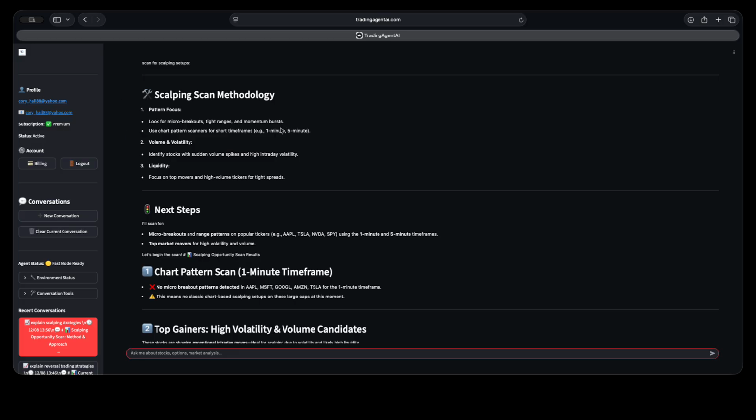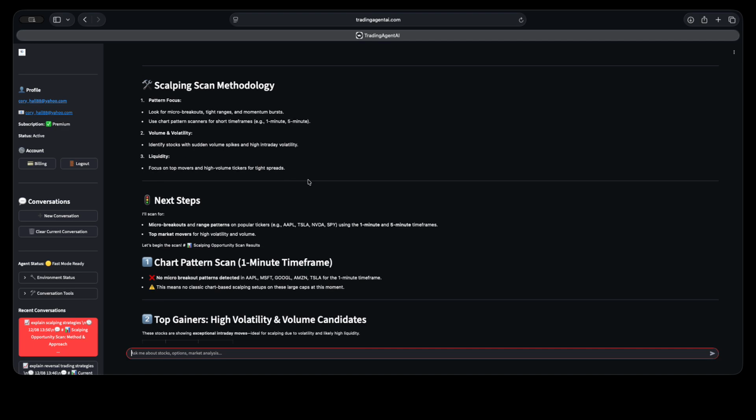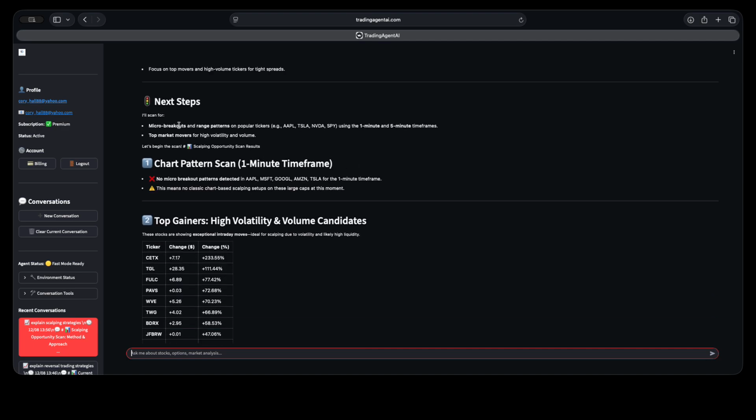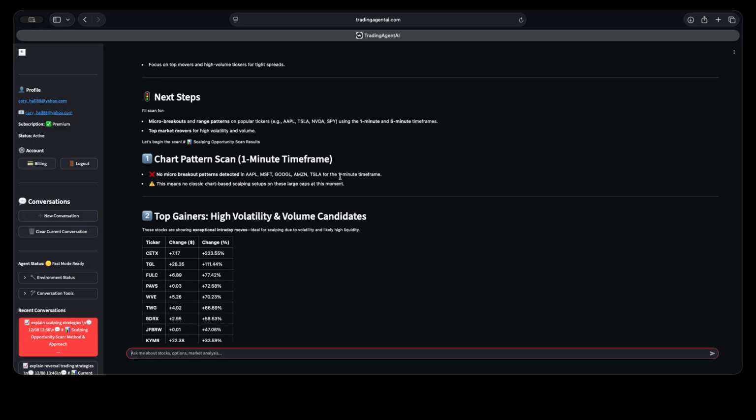Use chart pattern scanners for short time frames like the 1 minute or the 5 minute. Volume and volatility: identify stocks with sudden volume spikes and high intraday volatility and liquidity. Focus on top movers and high volume tickers for tight spreads. So the next steps, I'll scan for micro breakouts and range patterns on popular tickers using the 1 minute and 5 minute time frames, and then top market movers for high volatility and volume.